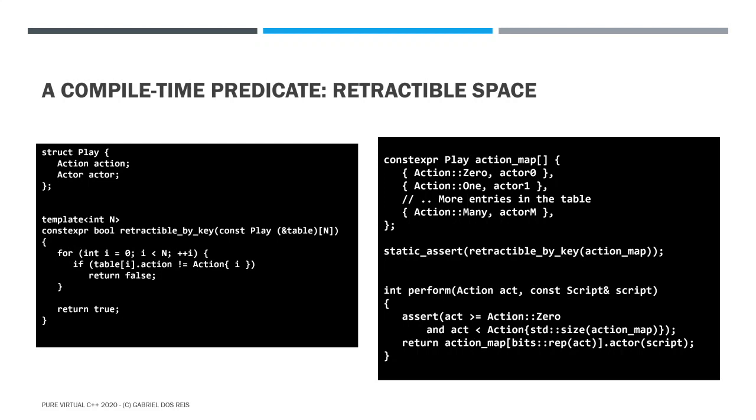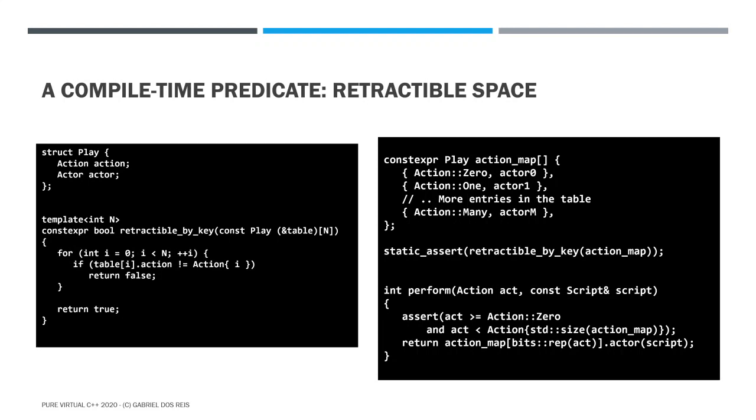And now that we have that compile-time predicate, we have statically verified the structure, the algebraic structure of the table. We can just go in the perform function, check that the runtime value of act is at least zero and less than the size of the table, and use that numerical value to index into the table, retrieve the actor, run the script, and then return whatever is the outcome of the script. So we can express all this safely using generic programming techniques, but not concepts to express this.